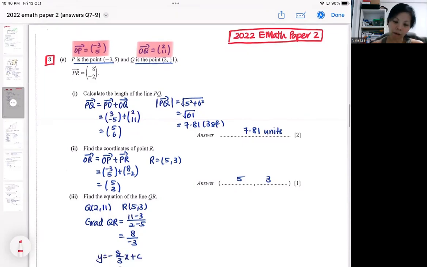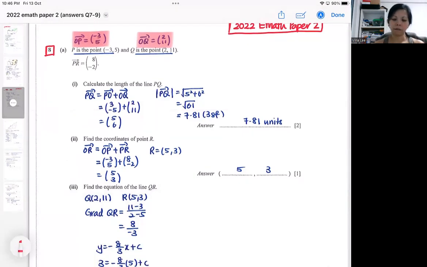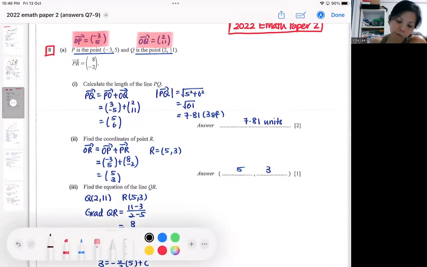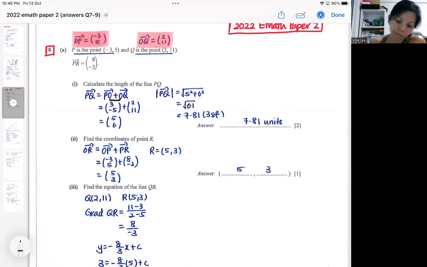Okay, the first part is quite easy. You would like to find the length of PQ. So what you should do is something called fill in the blank, if you still remember. So I'm trying to fill in the blank, but do be careful. You need a PO. So PO will be the opposite sign of OP. So I'm doing a fill in the blank so that I can find my vector PQ.